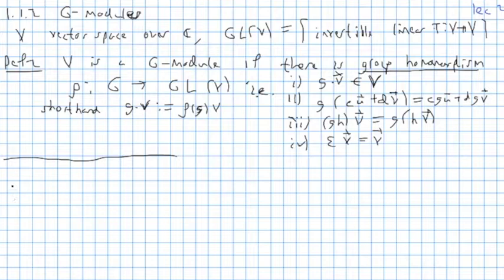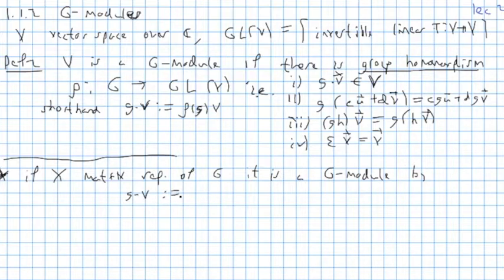So let's make some remarks. If X is a matrix representation of G, it is a G module by letting the action of the group on V be exactly what you would get if you take the associated matrix X of G and apply it to V. In that way, matrix representations are themselves G modules.